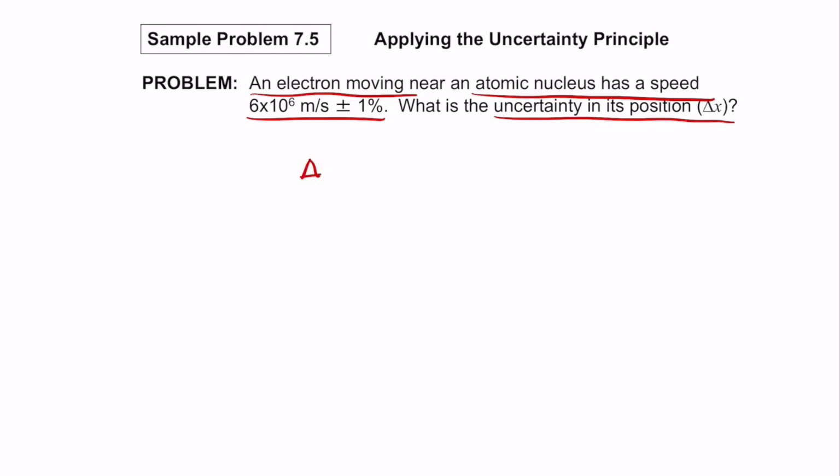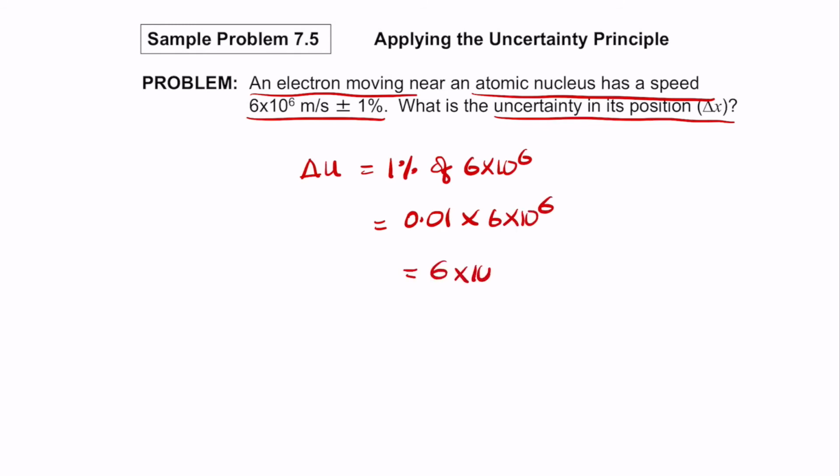So they have given you delta u, which is 1% of 6 times 10 to the power 6. So calculate 1%, which is 0.01 times 6 times 10 to the power 6, which becomes 6 times 10 to the power of 4. So they have given you delta u, and they are asking you to find the uncertainty in the position.